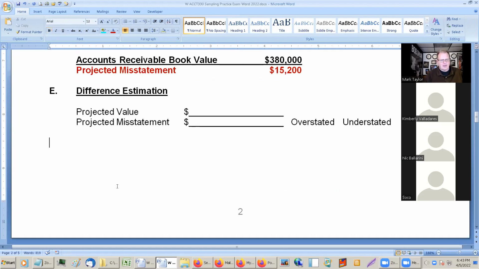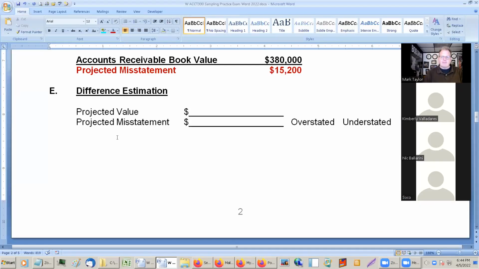Okay, difference estimation is, again, saying what it says, different. And this one is a little bit odd in that difference estimation is sort of the opposite of ratio. Ratio says large items are off by large amounts, small ones are off by small amounts. Difference estimation says no, it doesn't matter if it's a $50 account or a $50,000 account. If it's off, it's going to be off by the same amount. There are sometimes that could be the case, and if it is, this is the one to use. So it's saying that if anything is off, it's going to be off by the same amount.